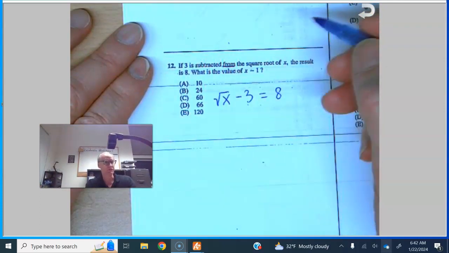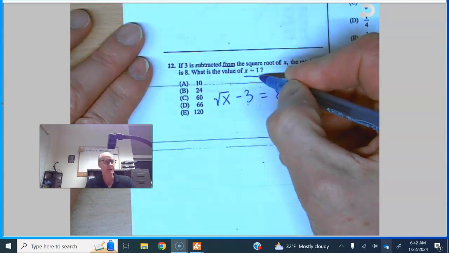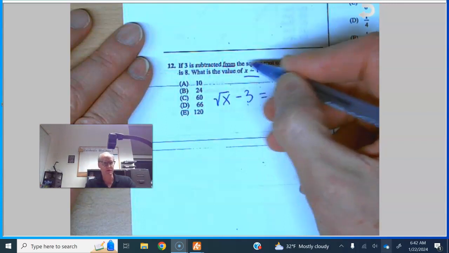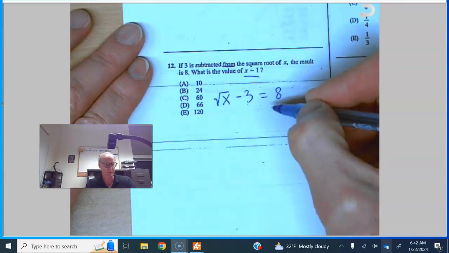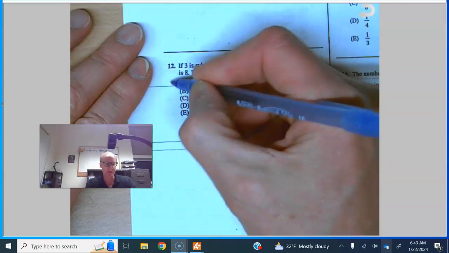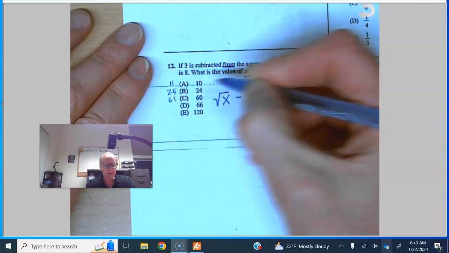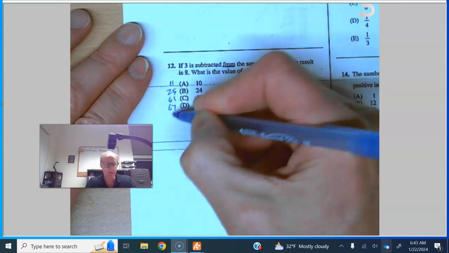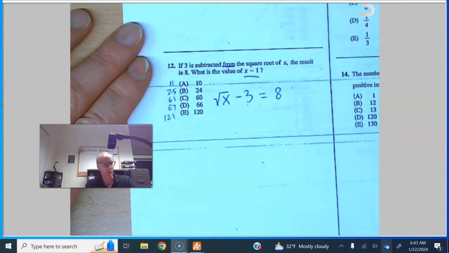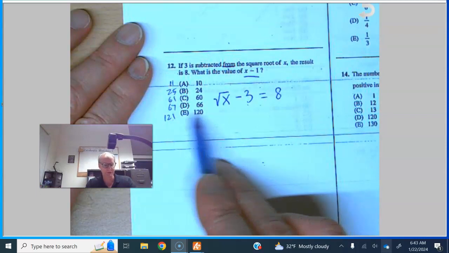Now, if you didn't know how to solve it and you're not sure, the reason they said x minus 1 instead of x is that they don't want you to be able to just substitute the numbers in and see which one works. Since these represent x minus 1, x would be 11, 25, 61, 67, and 121. Only 2 of those are perfect squares. Go ahead and circle the perfect squares, and then you should be able to find your answer. The square root of 121 is 11, minus 3 is 8, and I know it's E.